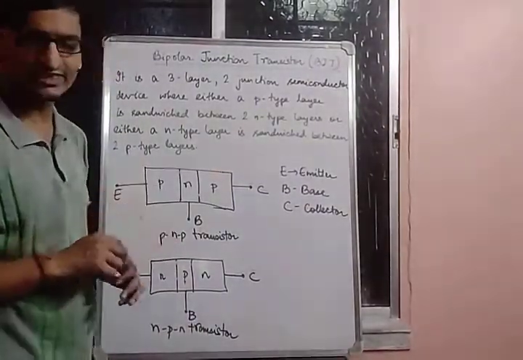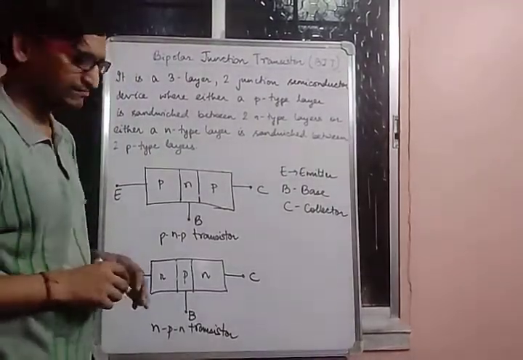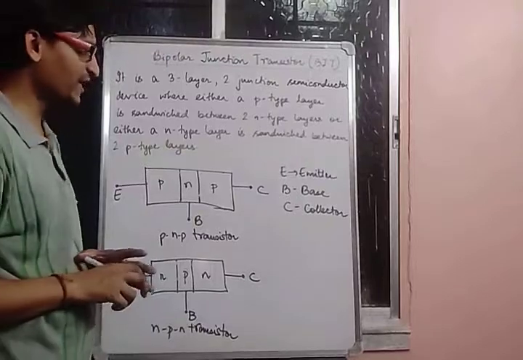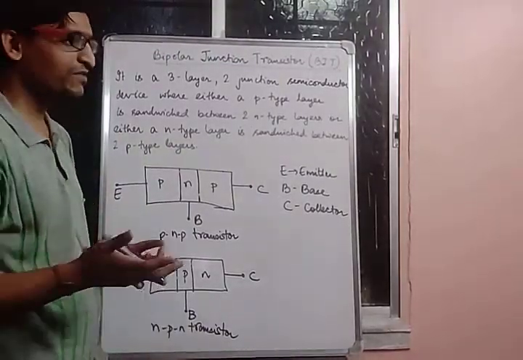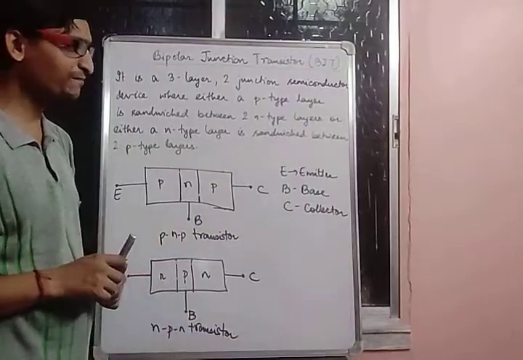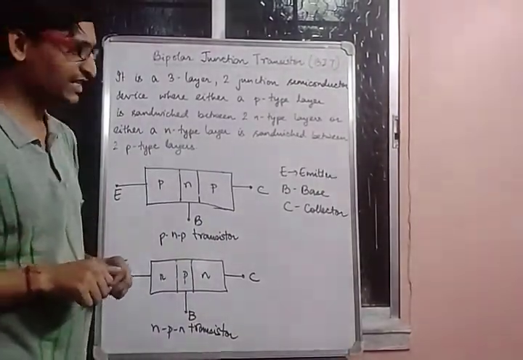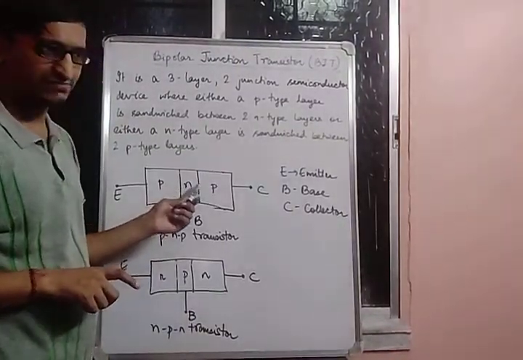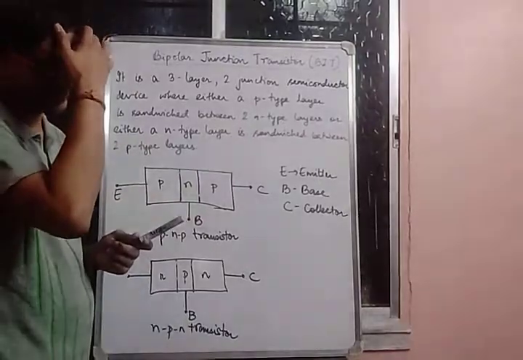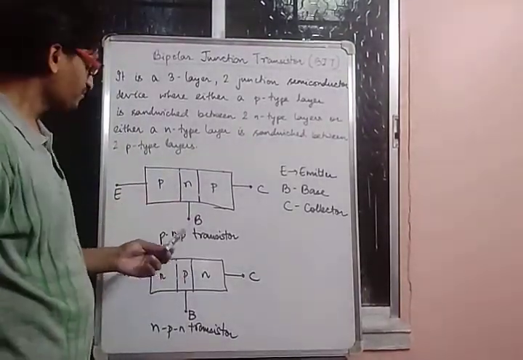These transistors were initially invented around 1947 by three great scientists: J. Bardeen, W. Brattain, and W. Shockley. After that, this sort of junction transistor came around 1950. So these are the two types of transistor.